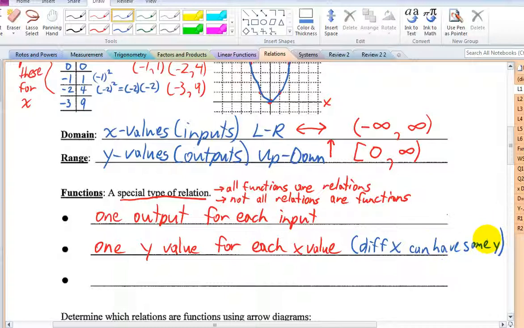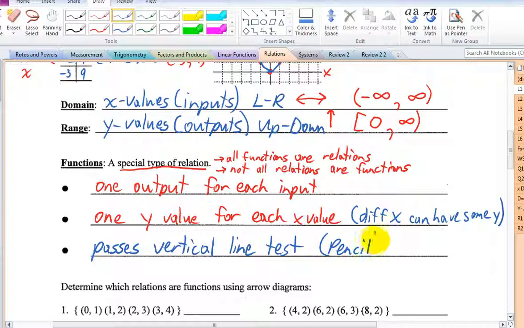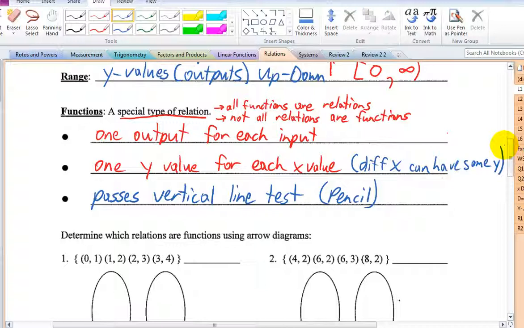And we're going to see that in a second. Okay, so it can work one way, but not the other. And the other thing is it passes the vertical line test. So if I give you a graph, you're going to use a vertical line. And sometimes we call that the pencil test. Okay? Because a pencil straight up and down is vertical. All right, we'll talk about that in a second.